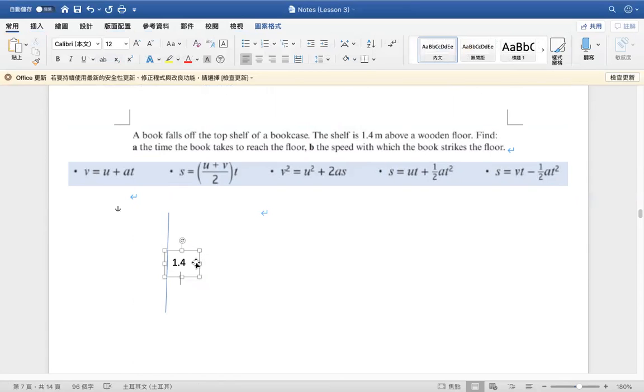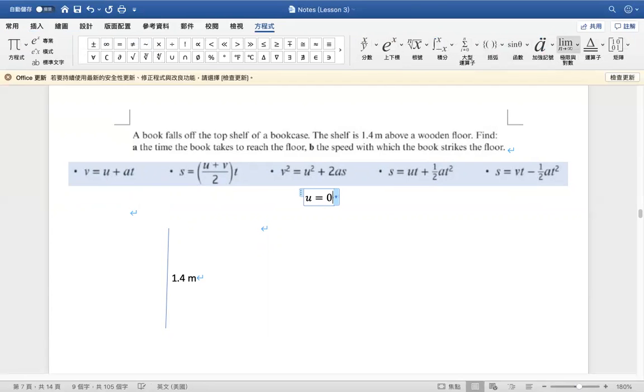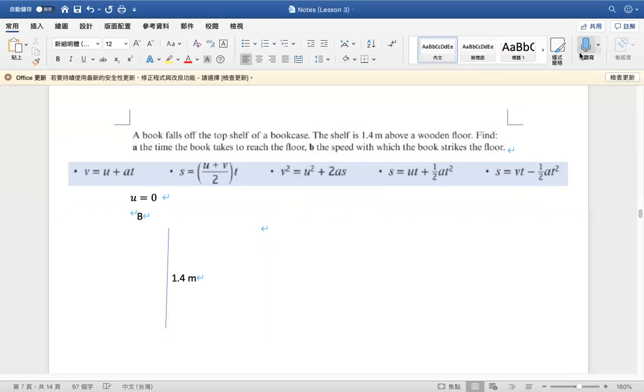Because the book falls off from the shelf, its initial velocity should be what? What do you think? 0, yes. So u is 0. And how about the a? From now on, let's build a habit of choosing a direction which is positive, because in this situation we do not have a definite coordinate system. So we choose downward as positive.